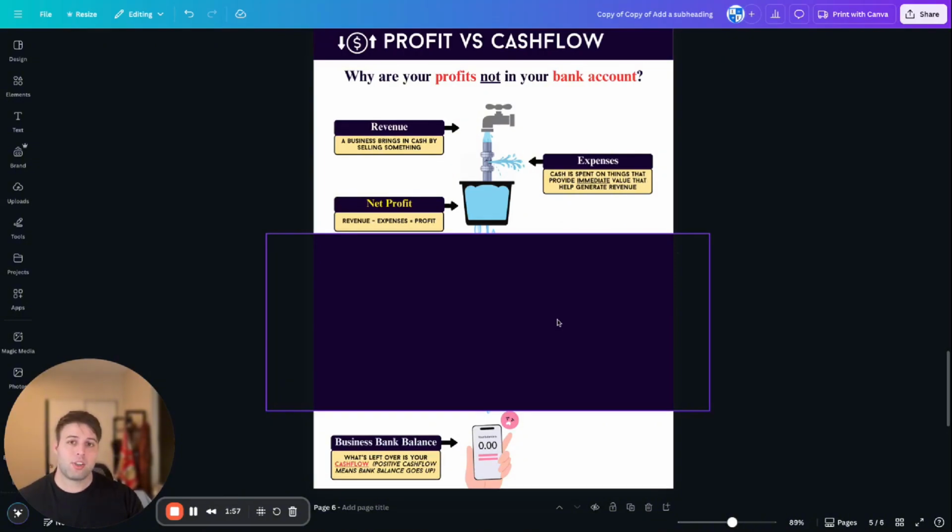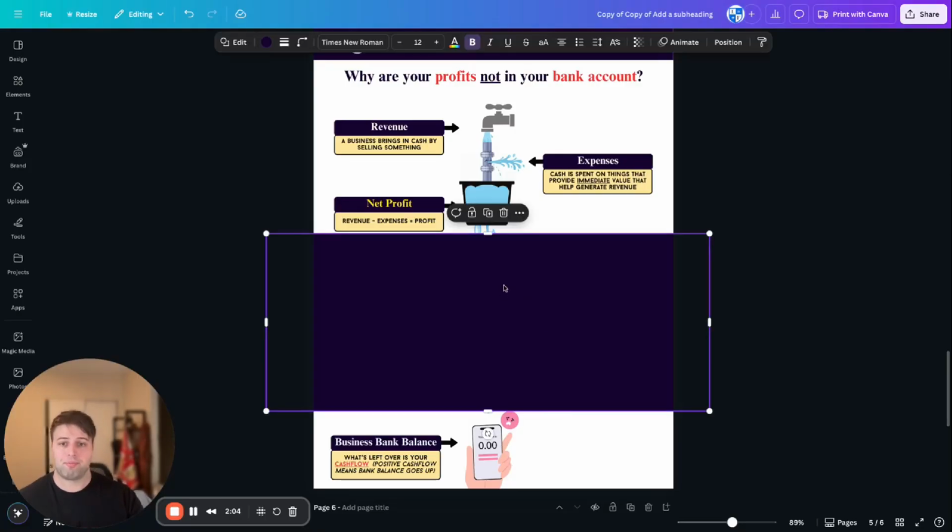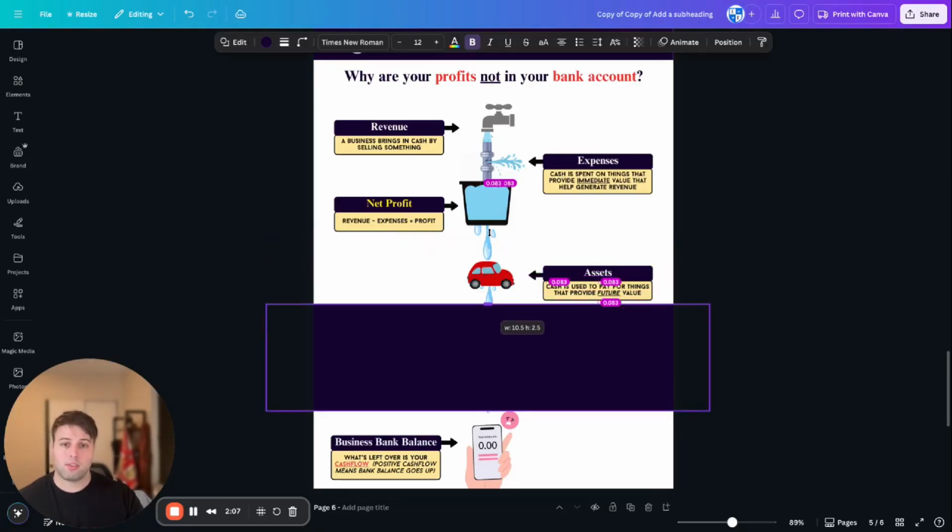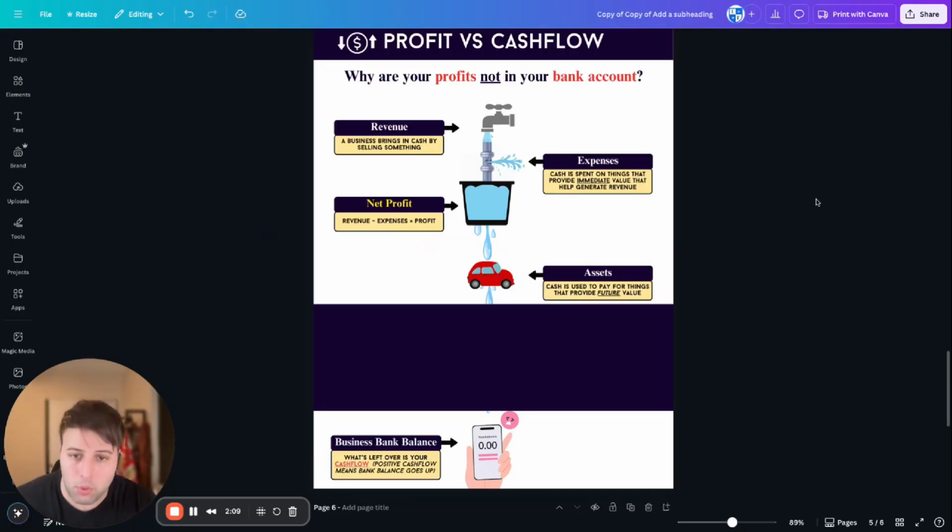That's because in accounting, there's 3 more categories that are going to explain why money's leaving your bank account, but not affecting your profit. So top of the list, we have assets. So in your business, cash is used to pay for things that provide future value. And notice how I differentiate expenses and assets. Assets provide future value. Expenses provide immediate value.